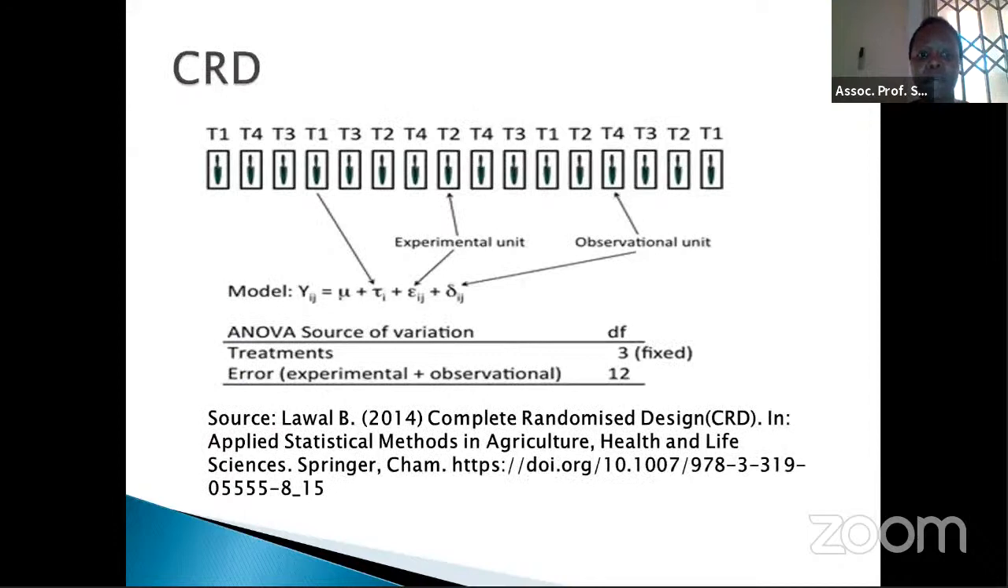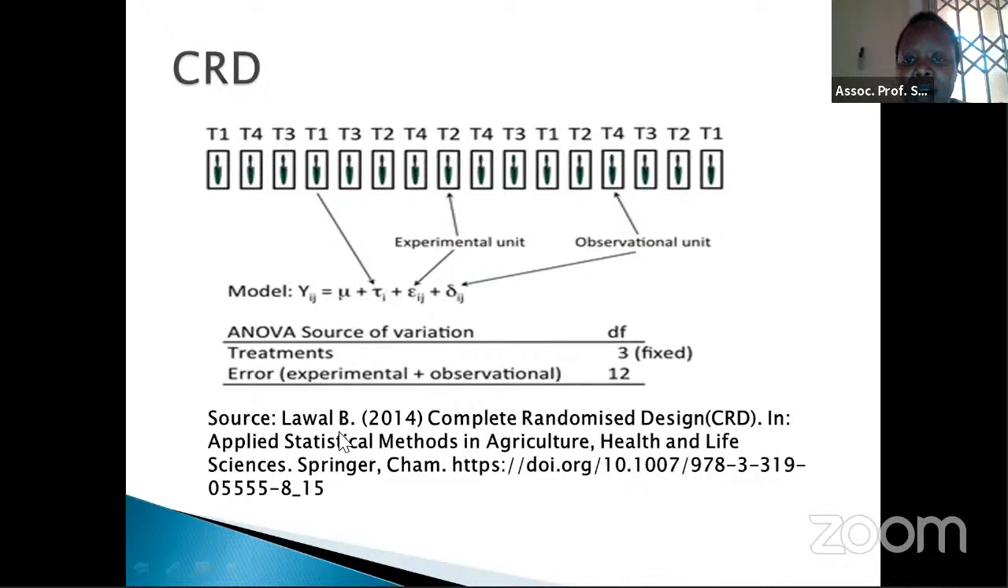So this is something I picked from this study here. The source is included. It's a complete randomized design. You can see that we have 15 experimental units. Where I see the arrows pointing down are the experimental units, and T1 is treatment 1. They've been randomly assigned. So we have T4, T3, T1, etc.